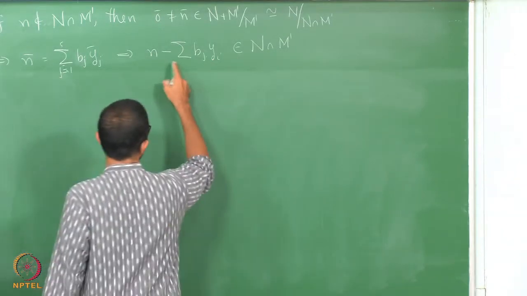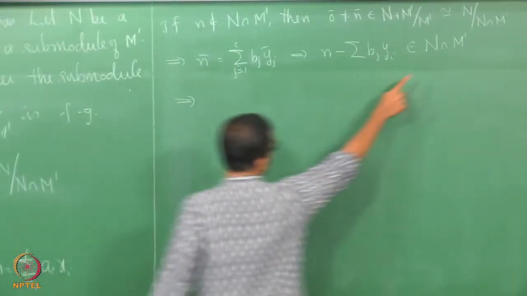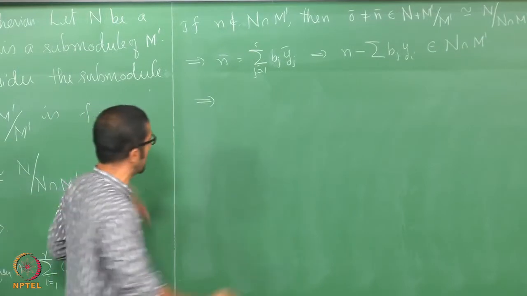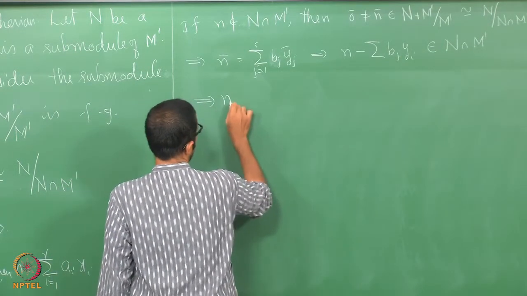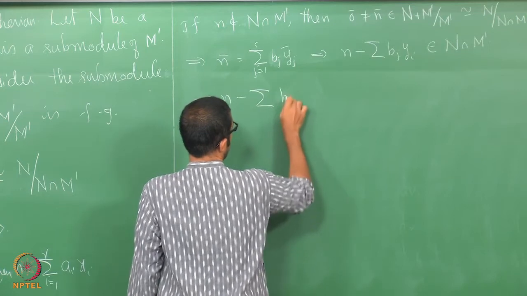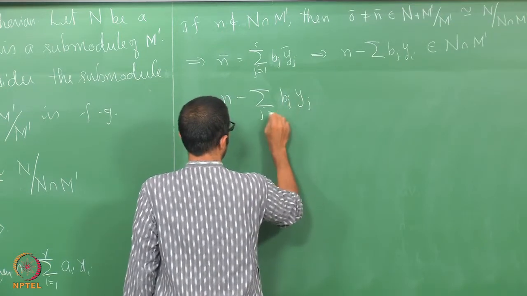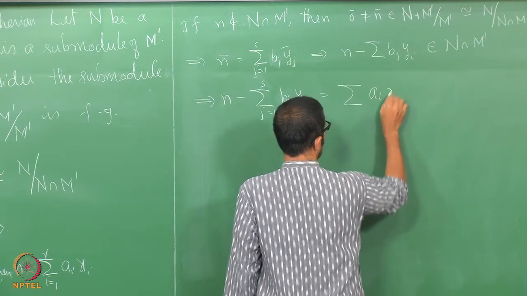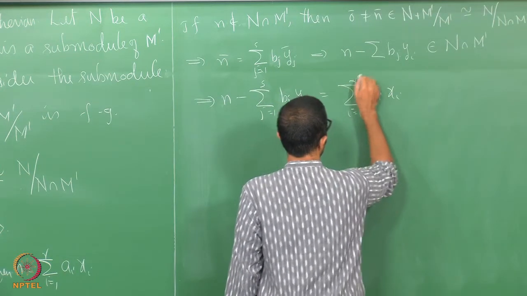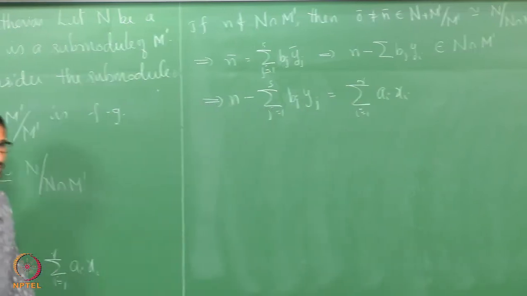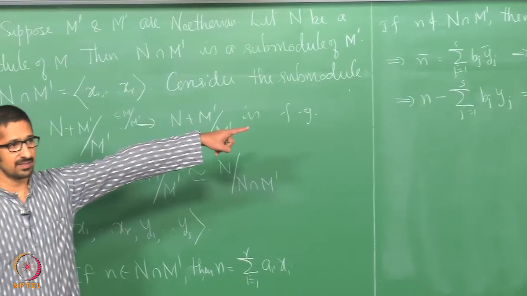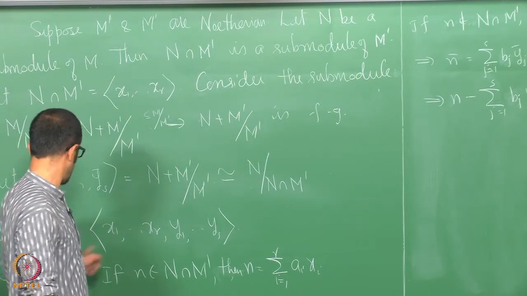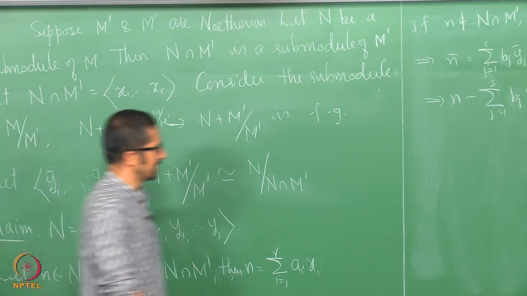Therefore, this implies that N intersection M prime is finitely generated and it is generated by x1 up to x_r. Therefore, n minus summation b_j y_j is summation a_i x_i from 1 to r. So, what we have shown is that N is generated by these x1 up to x_r and y1 to y_s.